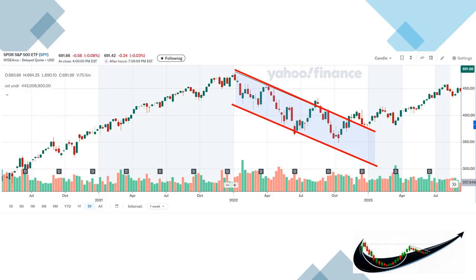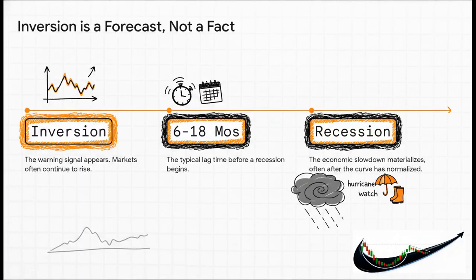Period. Now, this is probably the most important point to understand. An inversion is a forecast, not a fact. When that curve first flips, it doesn't mean the economy implodes the next day. Actually, a lot of the time, the market just keeps on climbing for a while. There's usually a lag, anywhere from 6 to 18 months, before a recession really kicks in. So think of it as a hurricane watch, not the hurricane itself hitting the shore.